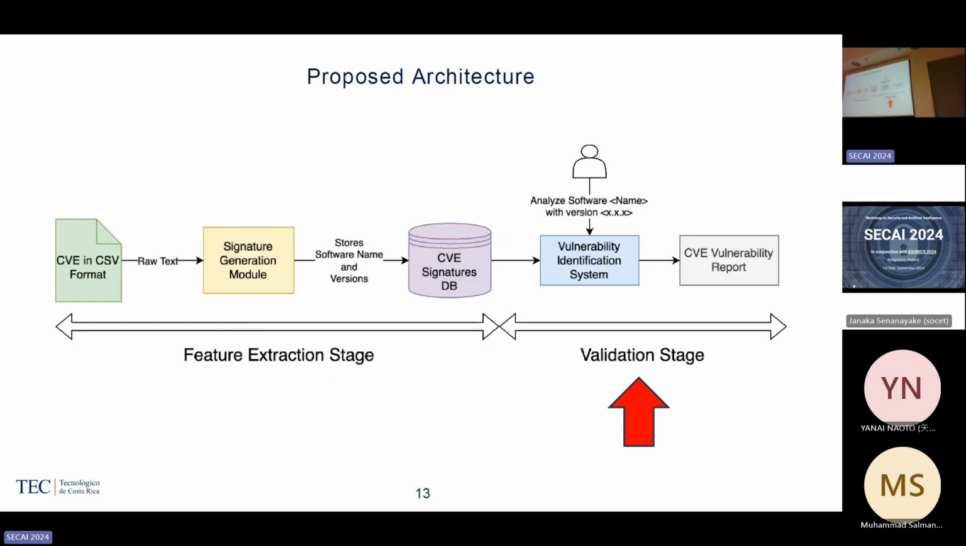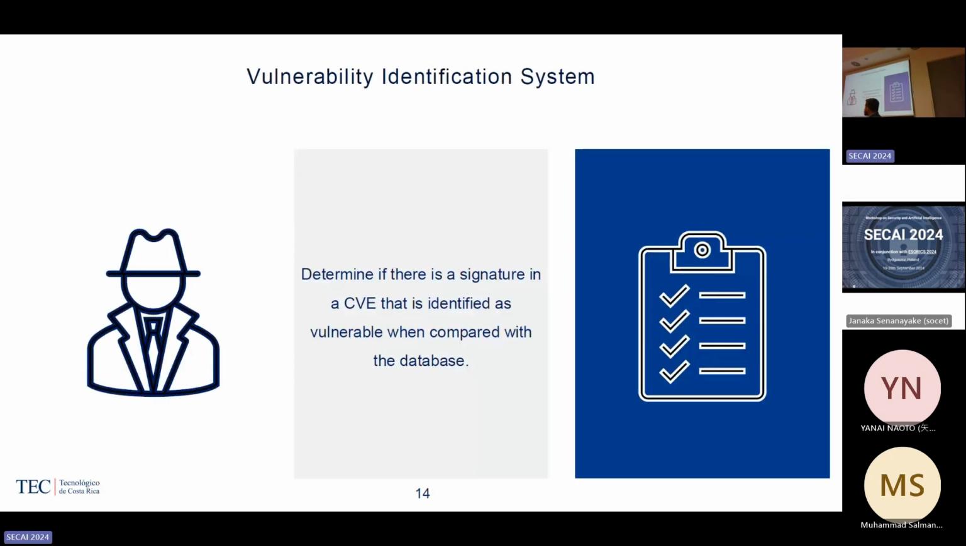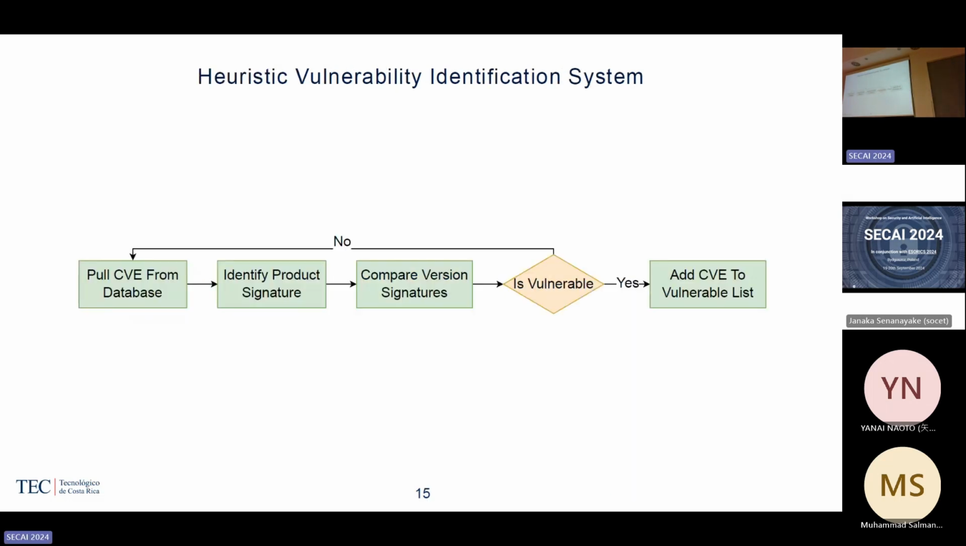Now that you understand the signature extraction stage, we are going to proceed to the validation stage, right? Basically, the example that I did in the identification stage is to validate if the signatures we extracted really work in comparison to a specific software version that we know is vulnerable. In the case of the heuristic approach, we're comparing the modules in the database, and then we compare the signatures to the ones the user is providing as input, and it tells us yes, it's vulnerable, or not.